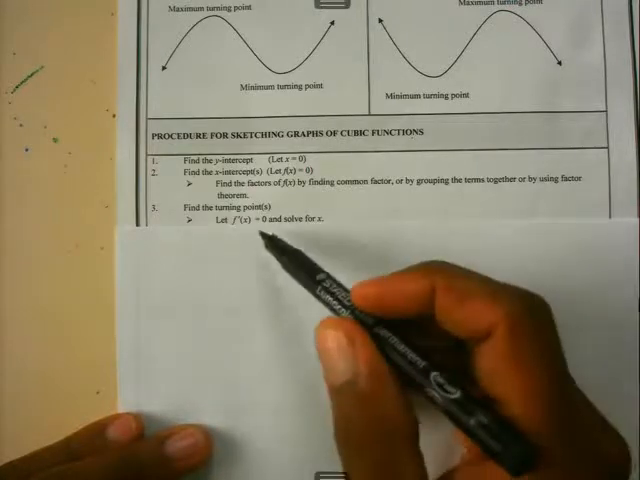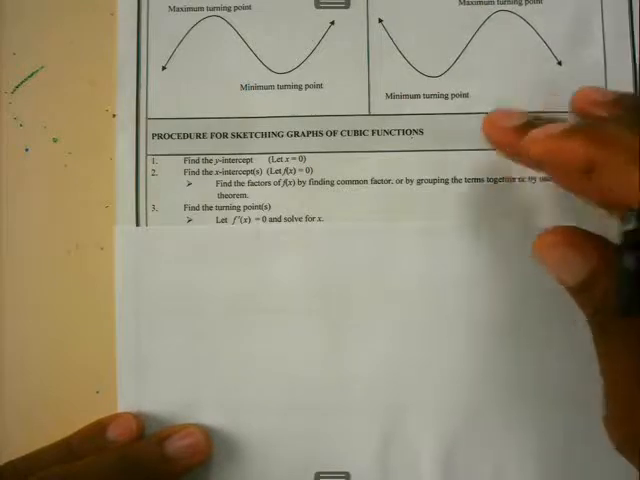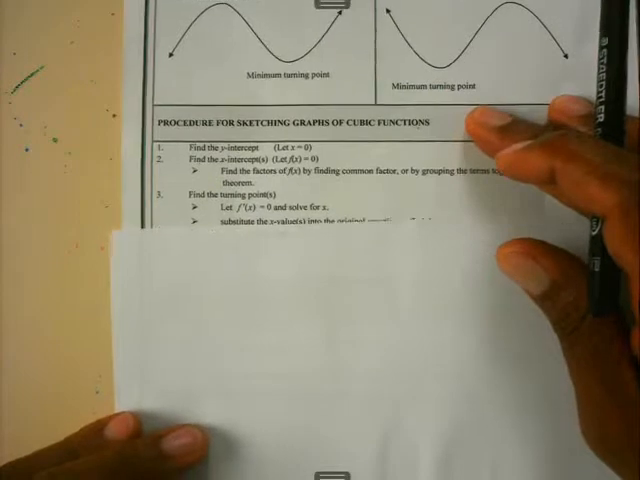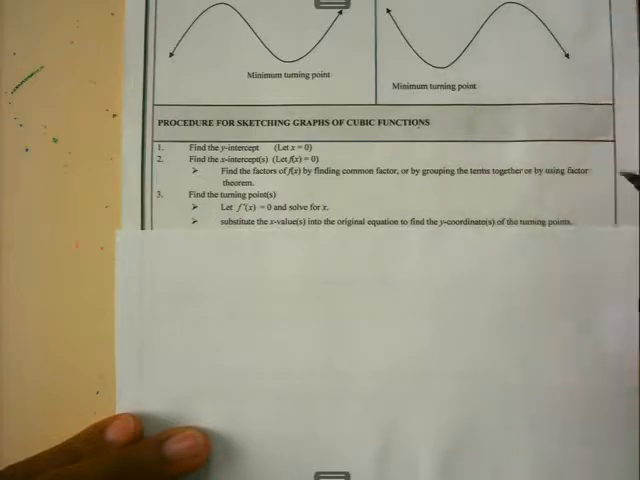You let f prime of x be 0, and now you solve for x. We are still busy finding the turning points here. Of course, once you have solved for x, the values of x that you obtained there, you will substitute into the original equation to find the y coordinate of the turning point.